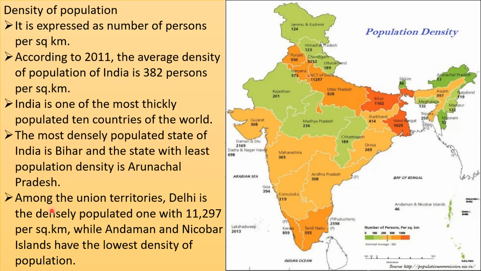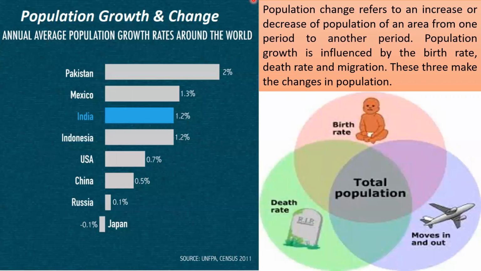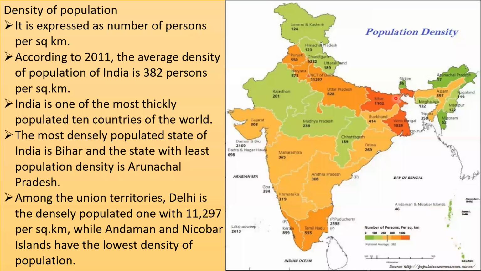Among the union territories, Delhi is the most densely populated with 11,297 per square kilometer, while Andaman and Nicobar Islands have the lowest population density. The most densely populated state of India, Bihar, has 1,102 persons per square kilometer, whereas Arunachal Pradesh, the least densely populated state, has only 17 people per square kilometer. And among the union territories, Delhi is the most densely populated with 11,297 people per square kilometer, and Andaman and Nicobar Islands has only 46 people, the lowest density of population.